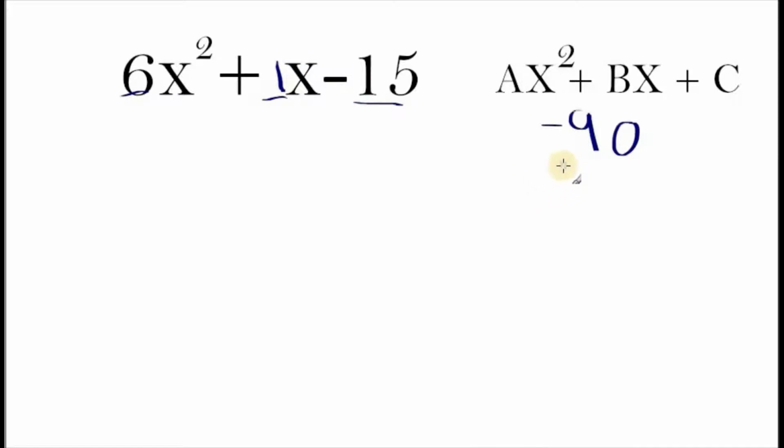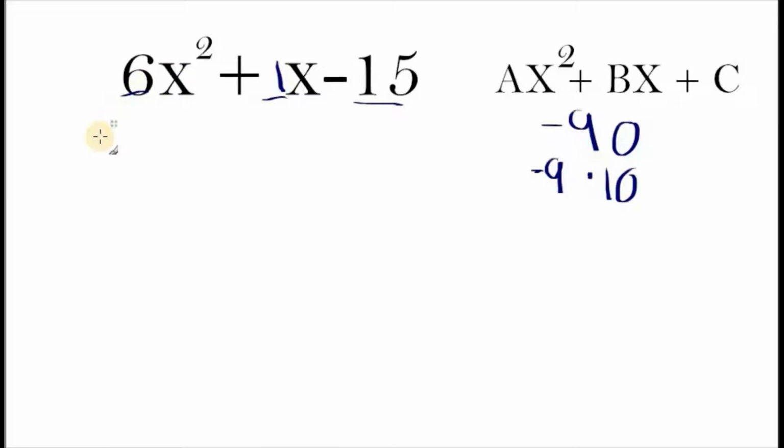So we'd go through this, and we know that 9 times 10 would give us 90. And if we subtract 9 from 10, we would get 1. So negative 9 times 10. We're now going to break this term up into two terms.